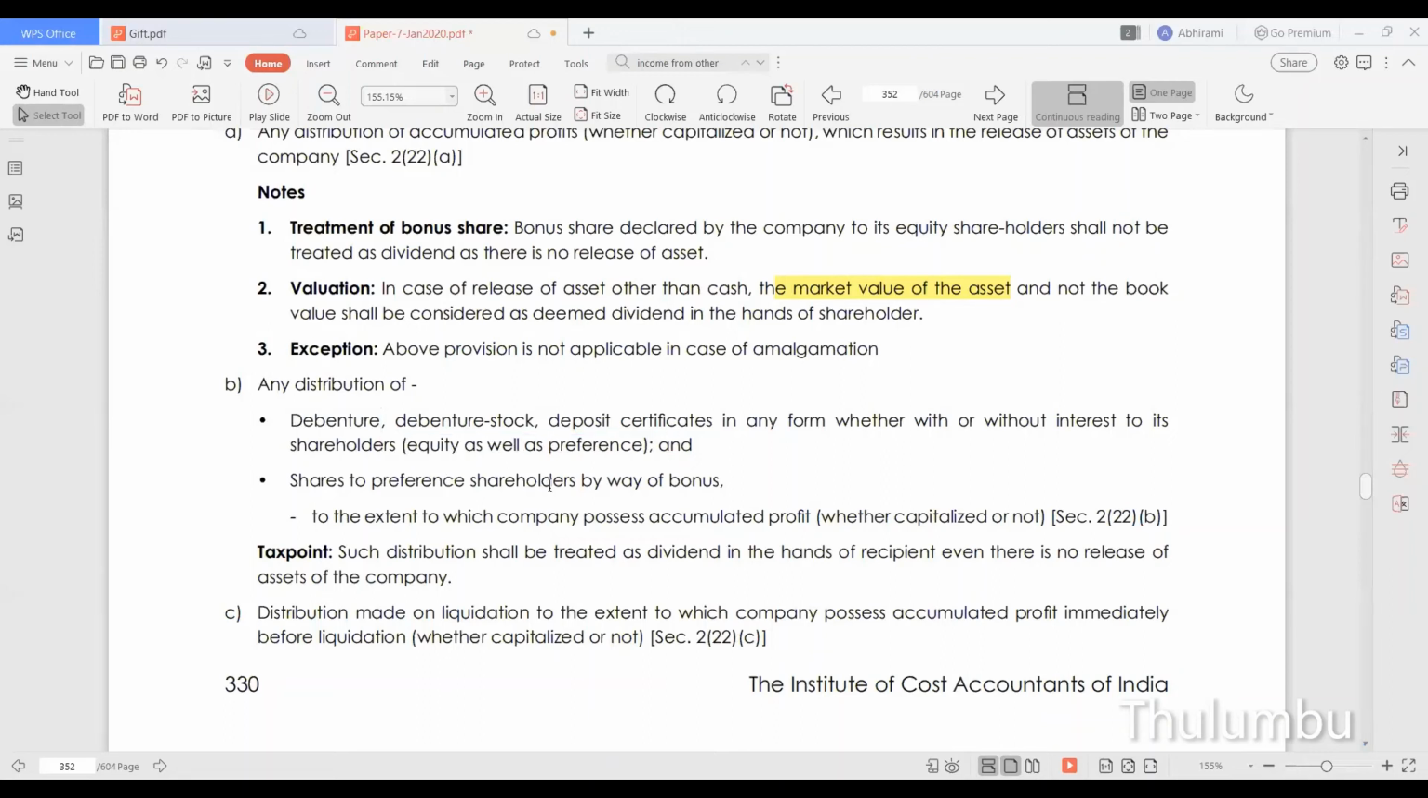Shares to preference shareholders by way of bonus. Before this we saw that bonus shares are not dividend, but if you give normal shares to preference shareholders, it is also considered to be dividend.